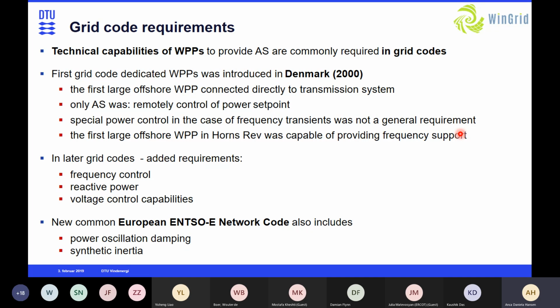In the later grid codes, there have been added more requirements: frequency control, reactive power, and voltage control capabilities, as we all know today. The new common European ENTSO-E network code also includes enhanced ancillary services such as power oscillation damping and synthetic inertia.